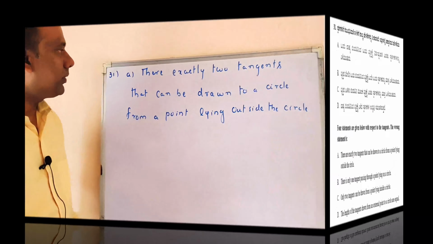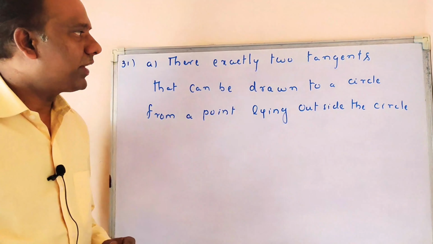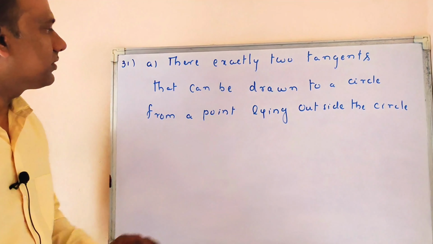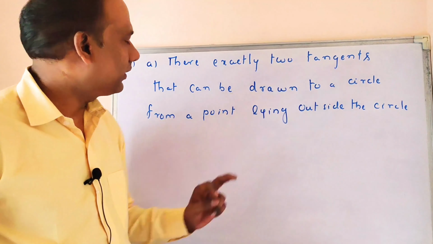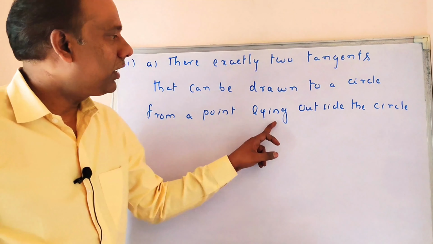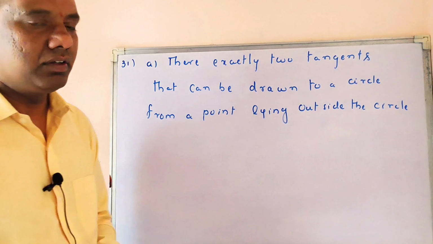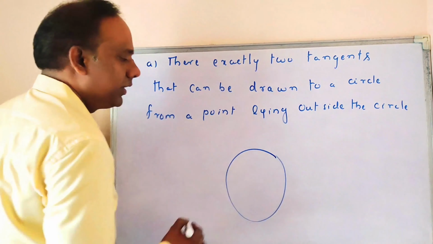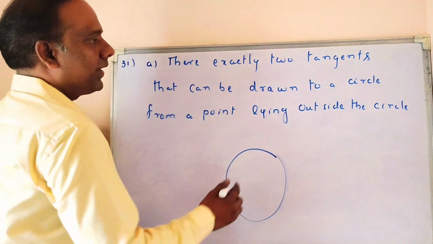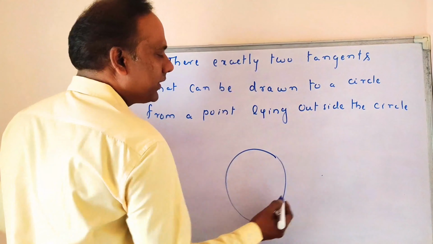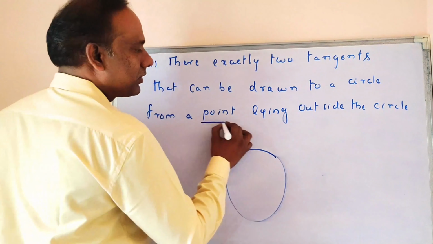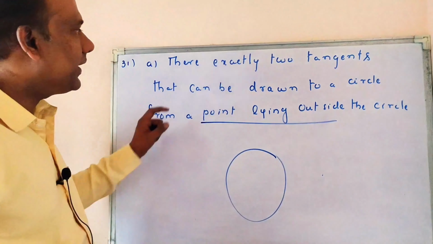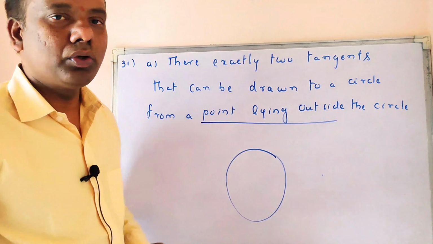So actually question number 31. The first option is, there are exactly two tangents that can be drawn to a circle from a point lying outside the circle. So I'll explain to you. Suppose it is a circle. So the point is outside the circle, lying outside the circle. So in this case we can draw exactly two tangents.